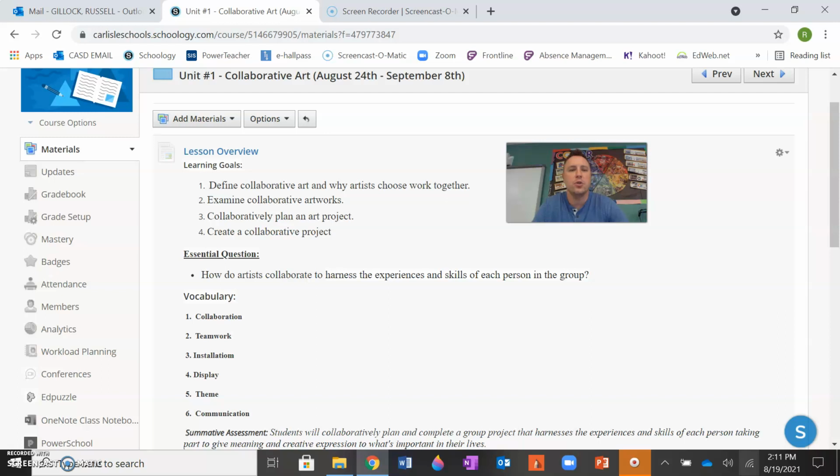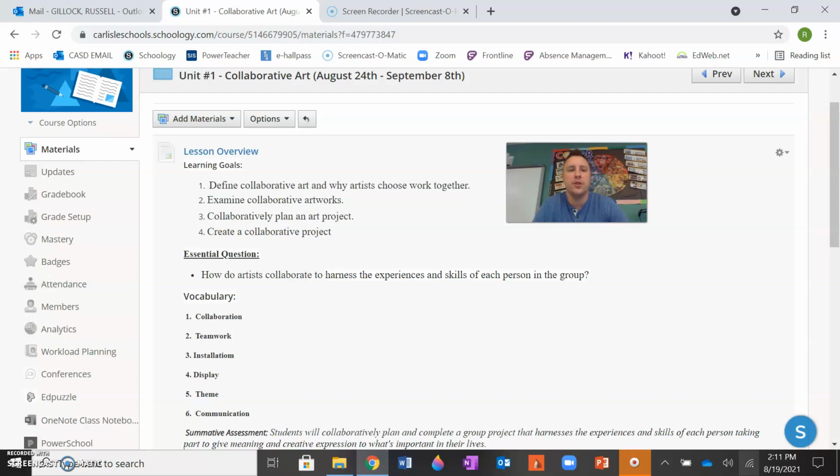So your learning goals are: one, to define collaborative art and why artists would choose to work together on an assignment. Our second learning goal is that we're going to examine collaborative artworks. Third, we'll collaboratively plan an art project together. And four, we will actually create a collaborative project.